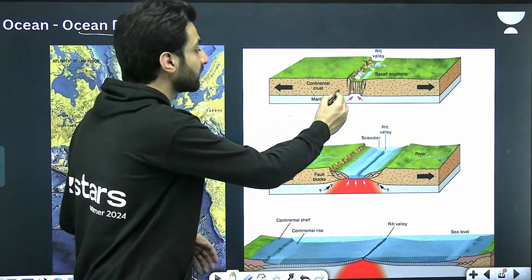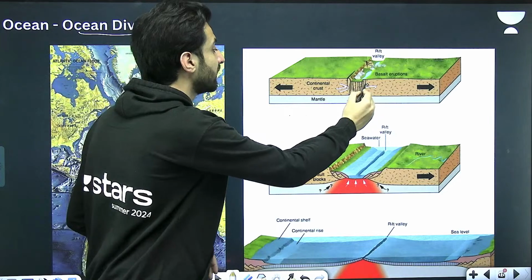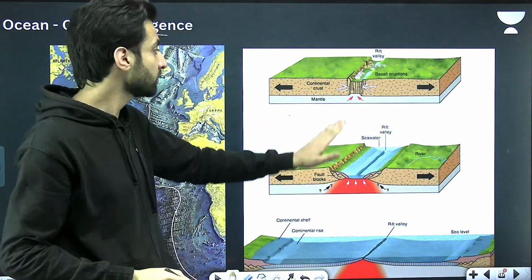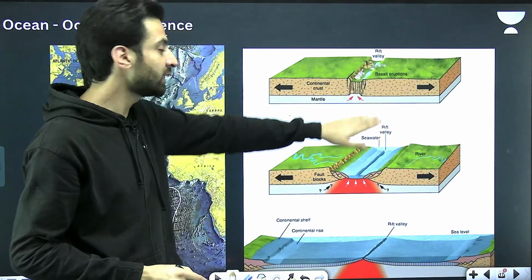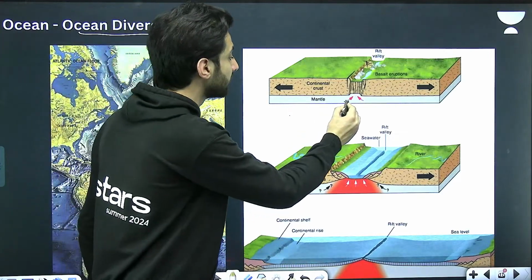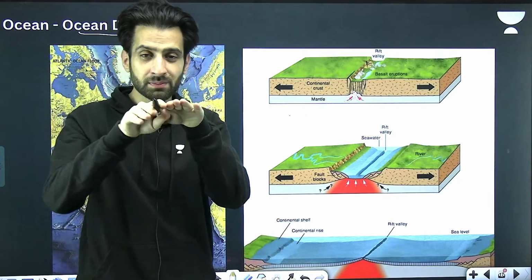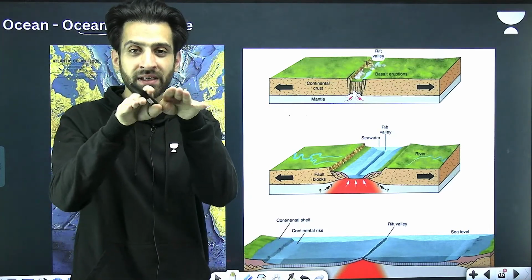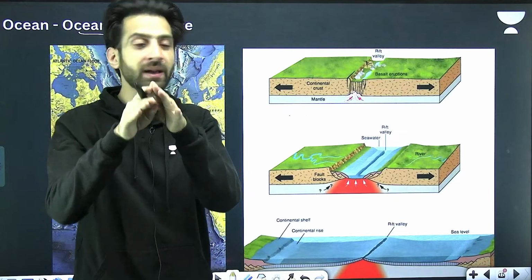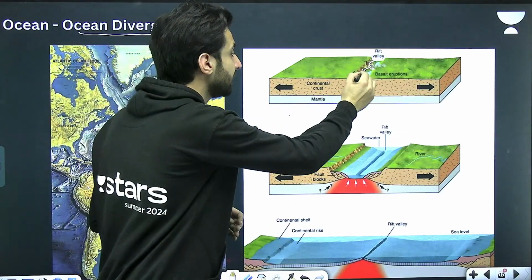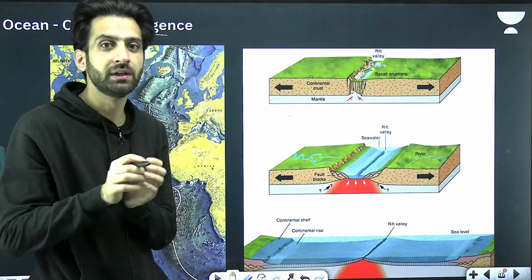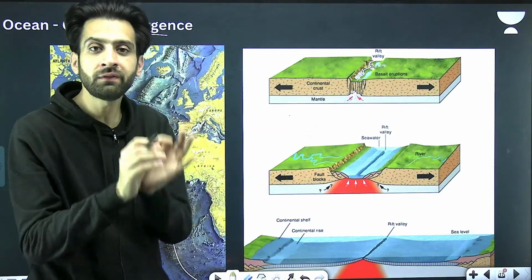Initially, the two plates were together. Don't go towards the arrows, this is not a direction. The two plates were together. Then the magma, if you look at this red arrow, started to thin the crust, and the plates that were like this, because of the pressure of the magma, start to move and break. This resulted in the rift valley here. You will see a bit of a rift formed. The formation of the rift valley.